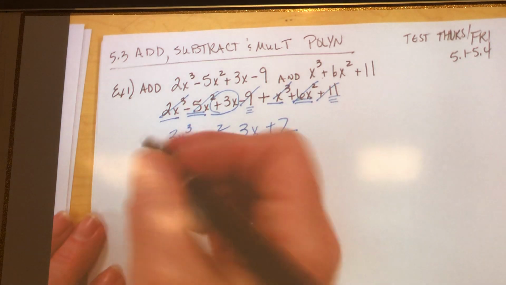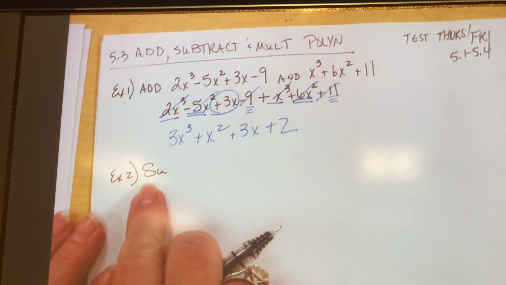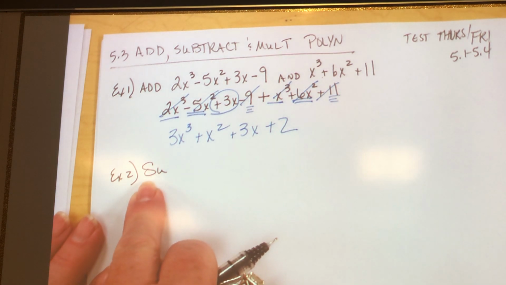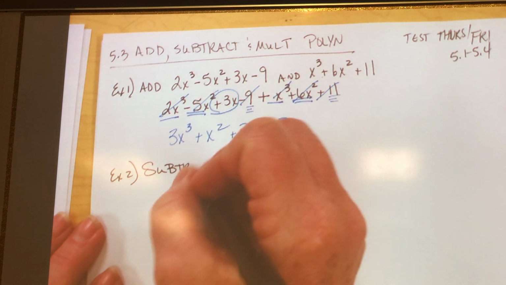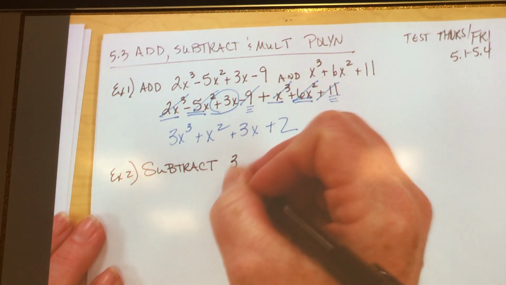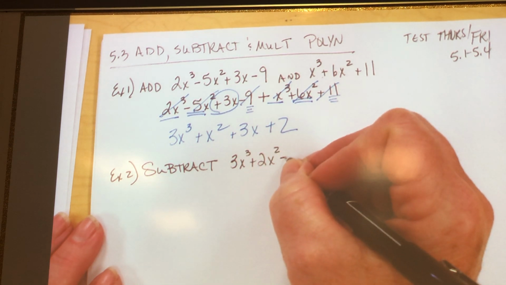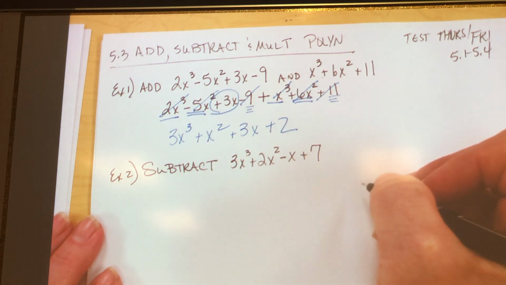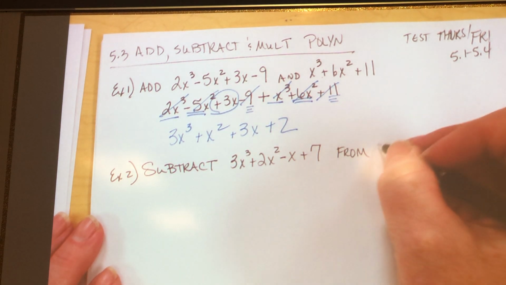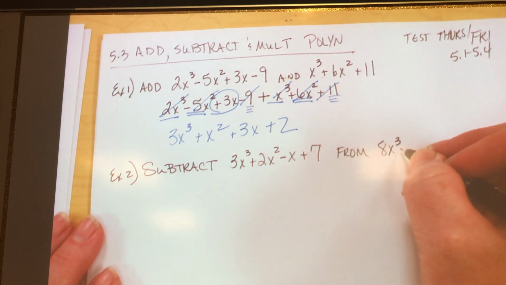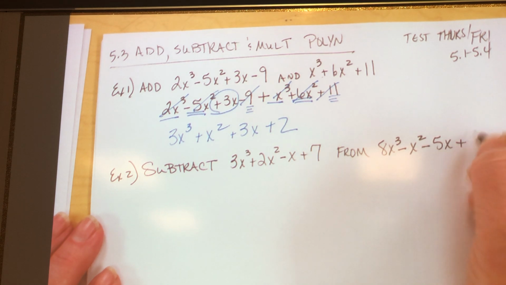Okay, so let's do a subtraction one. Example 2. This has two things that I want to make sure that you know. Okay, so be very careful with the subtraction one. We are going to subtract 3x to the 3rd plus 2x to the 2nd minus x plus 7 from 8x to the 3rd minus x squared minus 5x plus 1.